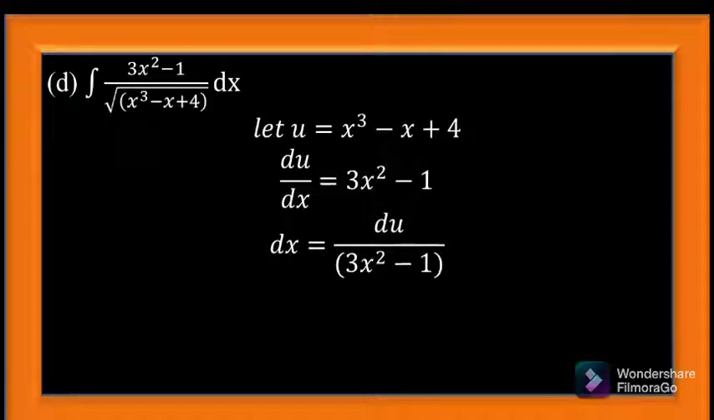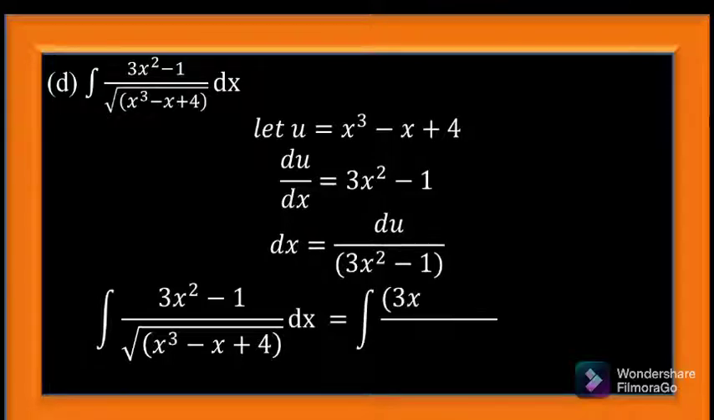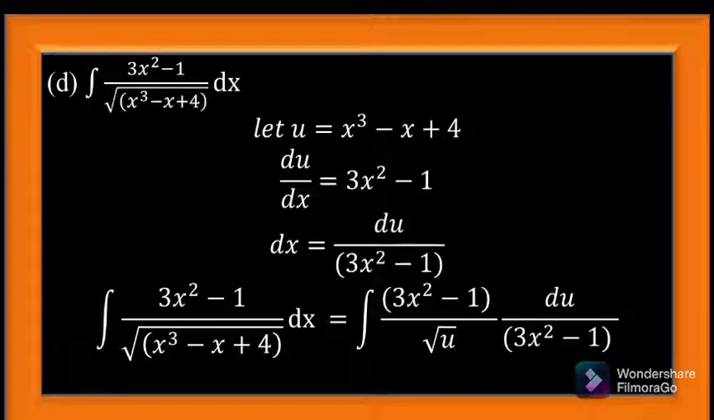Go back for the substitution. Now we go back and have the whole of this integral, and we shall say the integral of 3x squared minus 1 out of the square root of x cubed minus x plus 4 with respect to x is equal to the integral of 3x squared minus 1 out of the square root of u, and dx becomes du out of 3x squared minus 1.